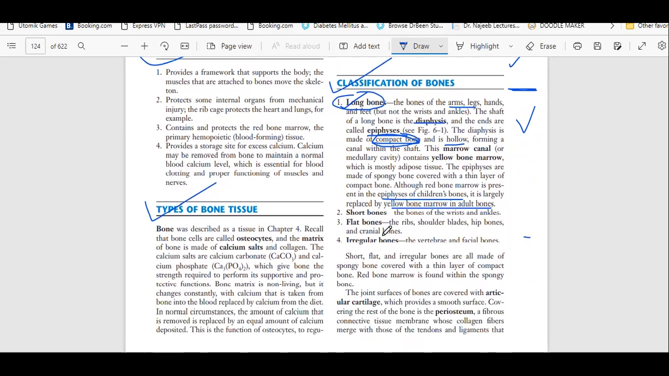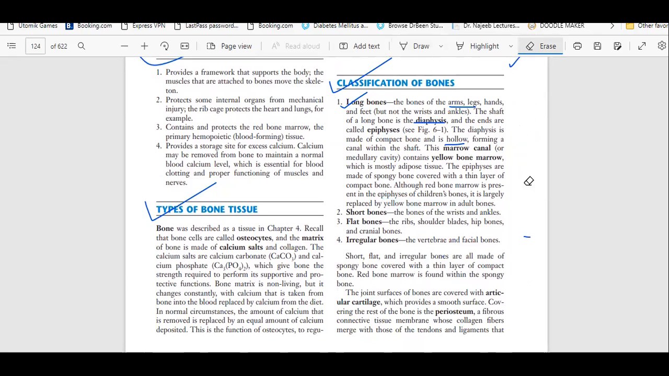When the children become adults. In children, long bones have red bone marrow, but in adults, the flat bones or irregular bones have bone marrow. We will talk about that later. You have to remember that. Short bone, where is the short bone?